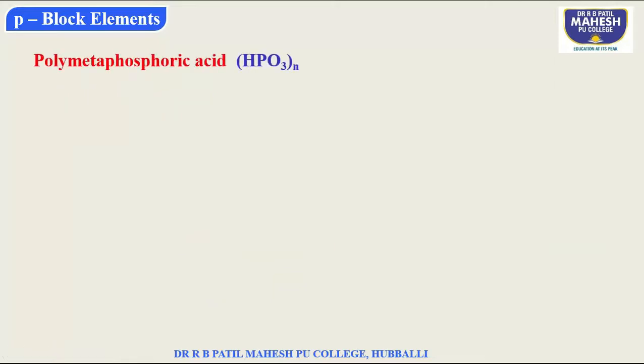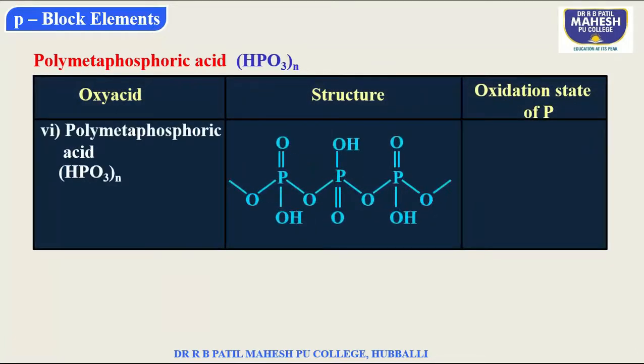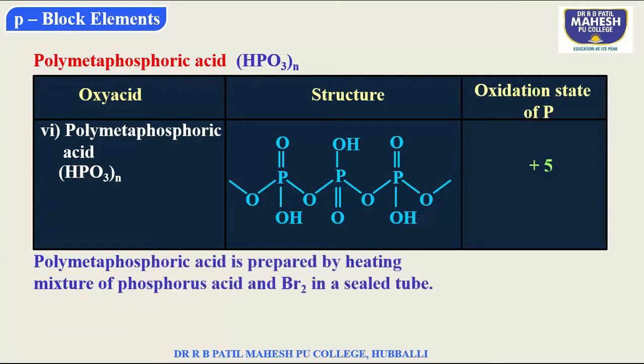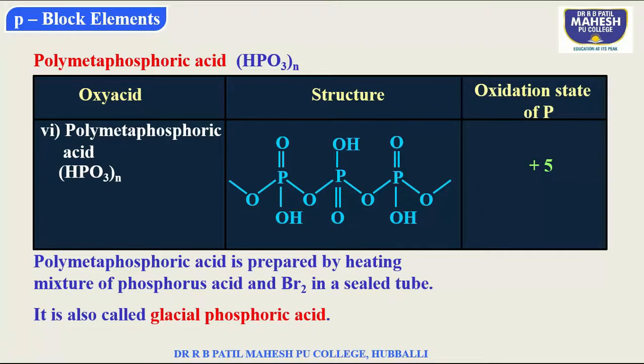Polymetaphosphoric acid, with the general formula (HPO3)n. So here you can see the polymeric metaphosphoric acid with one P=O and P-OH bonds. Here the oxidation number of phosphorus is found to be +5. It is obtained by heating a mixture of phosphorous acid and bromine in a sealed tube. It is also called glacial phosphoric acid.